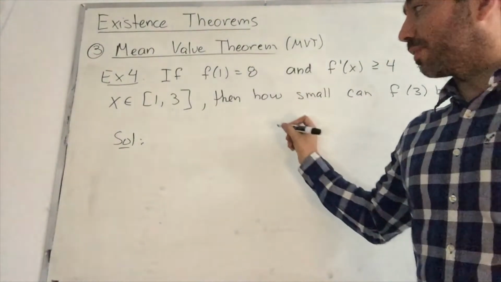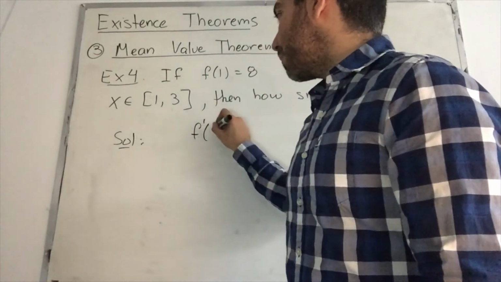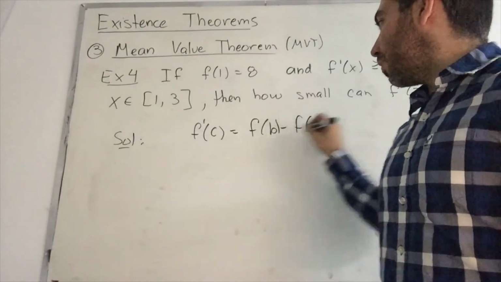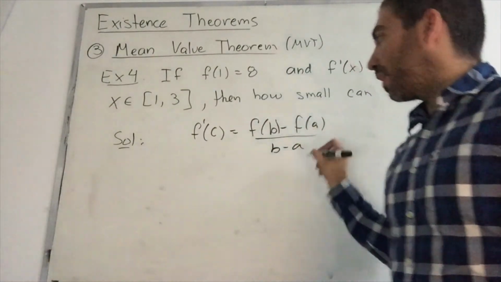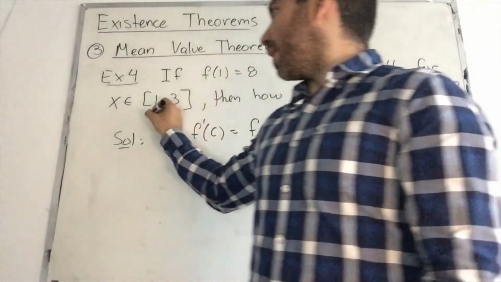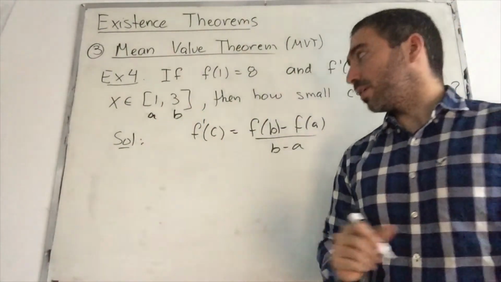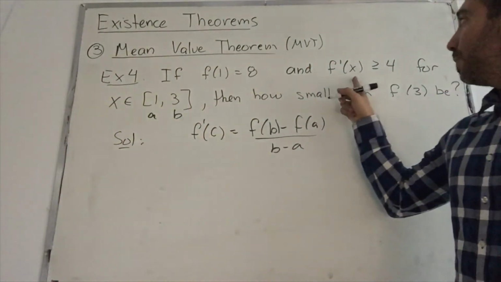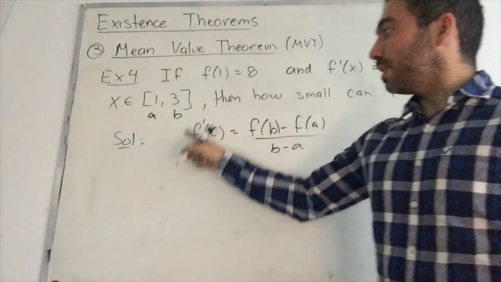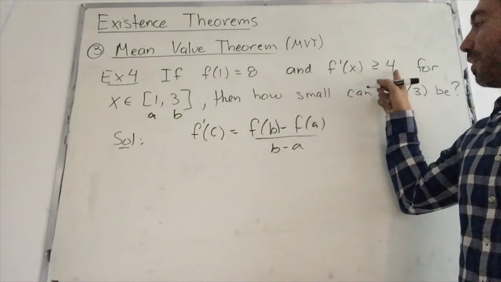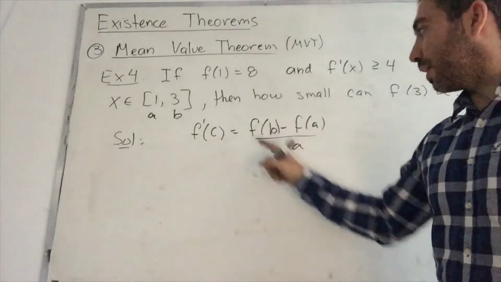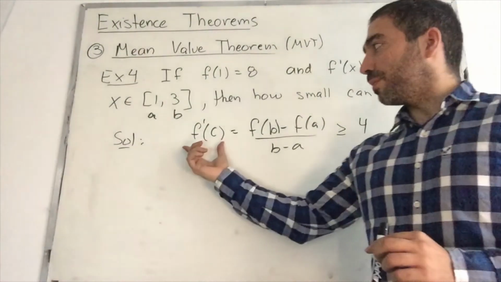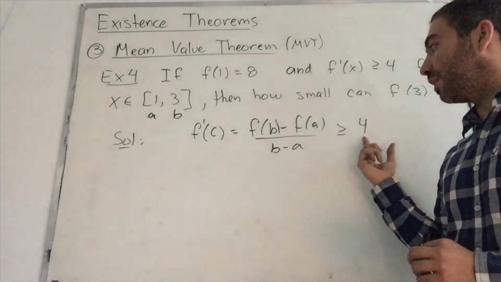So let's go ahead and write our formula. We know that f prime of c equals f of b minus f of a over b minus a. And we're given the interval. So we have our a and we have our b. a is 1, b is 3. And we know that f prime of c, and c is going to lie in this interval as well, has to be greater than or equal to 4. So if this is equal to your f prime of x, it has to be greater than or equal to 4. That's telling us that this whole thing has to be greater than or equal to 4 as well.